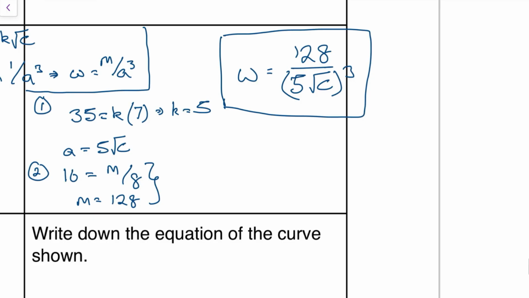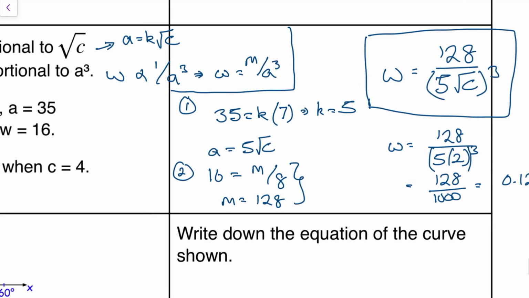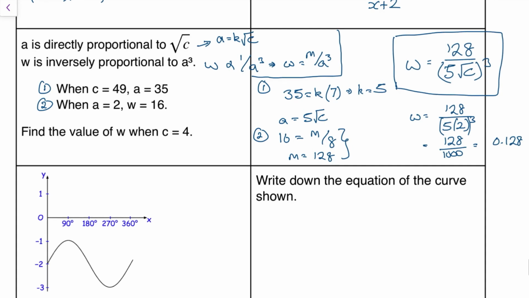Well, I've got an equation, so I can just put it in. So W equals 128 over 5 times 4 square rooted, which is 2, cubed, which is going to be 128 over 5 times 10. Make sure my brackets are correct. 5 times 10, or 10 cubed is 1,000, which is going to be 0.128.